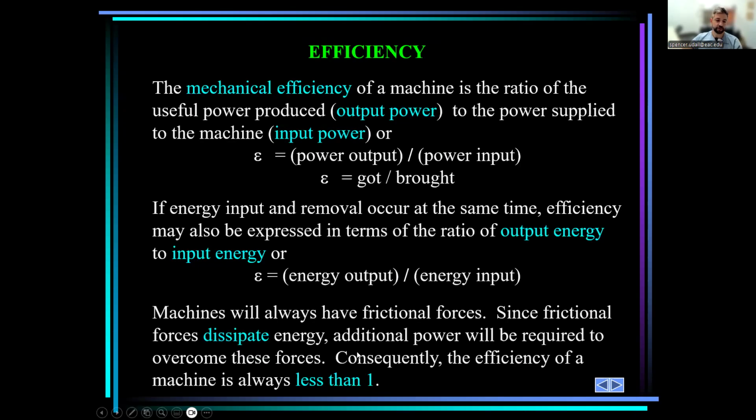So with that, we're going to now play with the same type of problem, but doing power instead of just energy. And we'll calculate some efficiencies along the way.